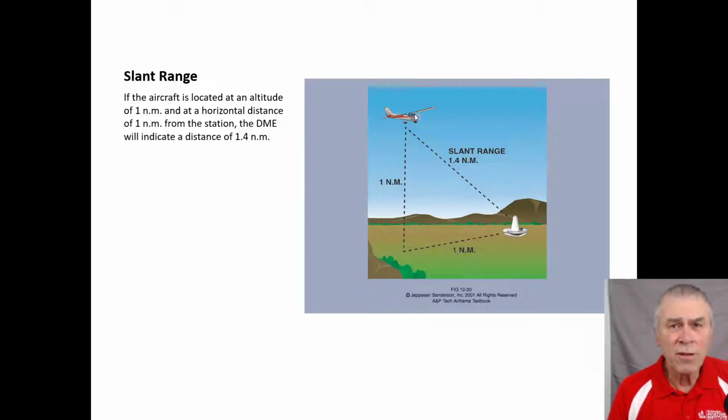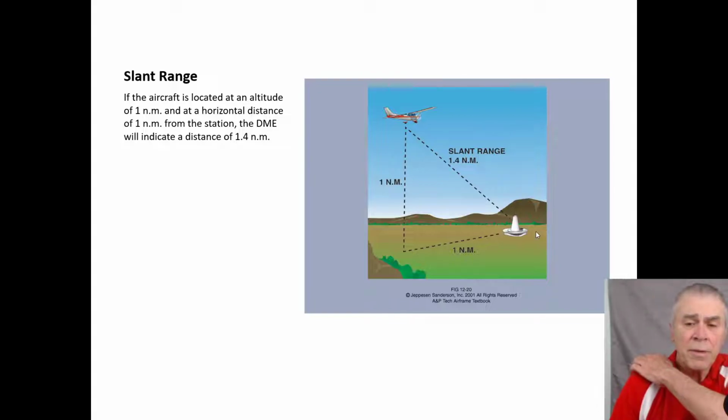Slant range, you can kind of see that is unique to DME equipment. So if they're prone to ask you something, it's so you understand this concept a little bit. If you're a mile up in the air and you're actually a mile away from the station, what is the actual reading? Well, what is that? The hypotenuse of a triangle.